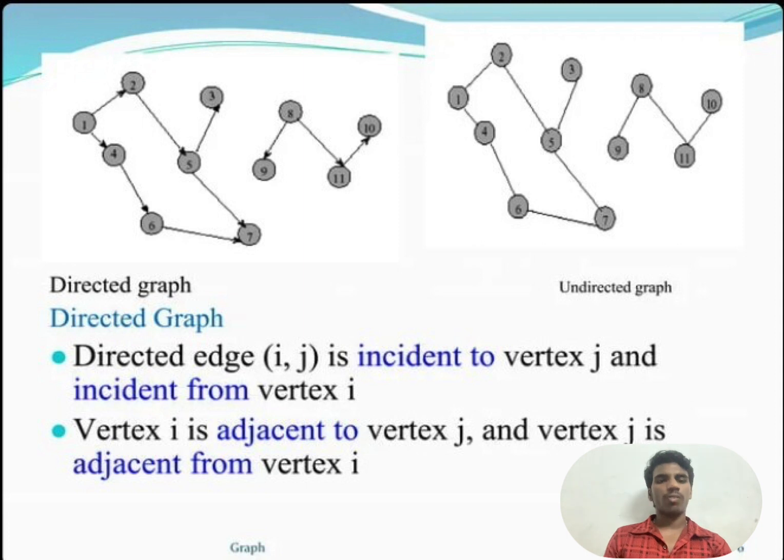Directed graph: in the given graph, there are arrows from 1 to 2, 1 to 4, 4 to 6, and 6 to 7. In the second graph, which is an undirected graph, there are no arrows and no directions given.